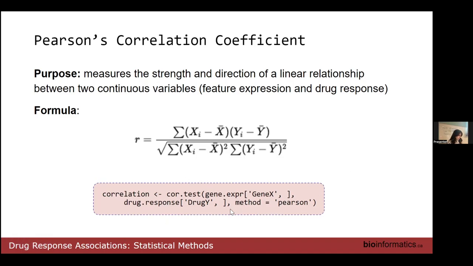And this is how we do it in R. There are two functions that I know of. One is cor.test, which gives you the p-value of the correlation, as well as the correlation coefficient. We also have cor from base R, which doesn't provide the p-value. So if you want to look at the p-value, you might be better off using cor.test. And the inputs are the two variables that you are measuring the association between.